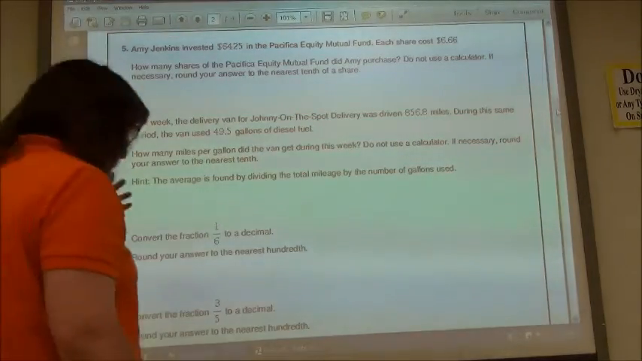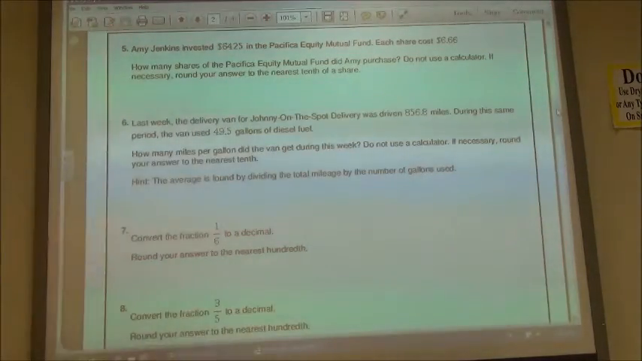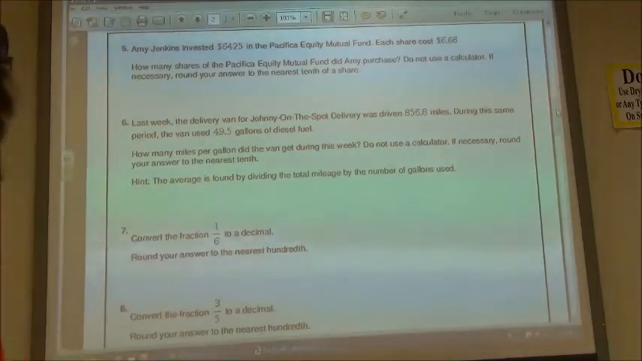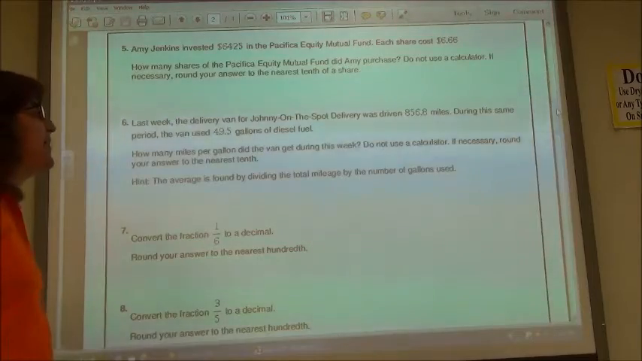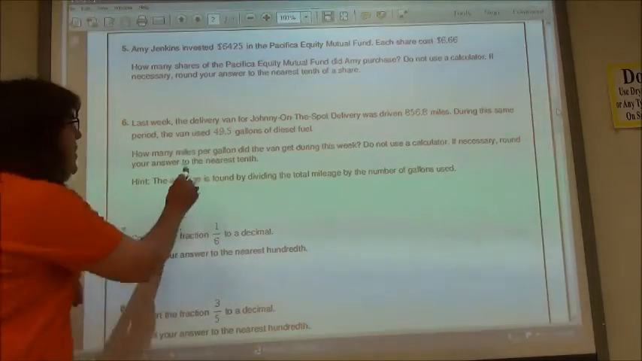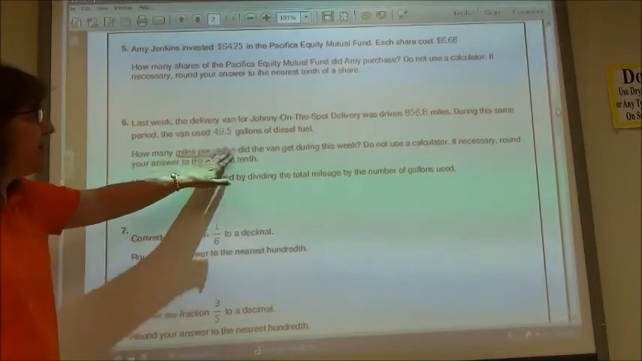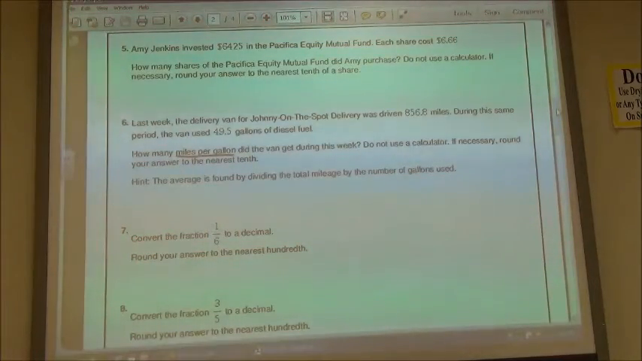Okay, number 6 is where we are. Last week, the delivery van for Johnny on the Spot delivery was driven 856.8 miles. During the same period, the van used 49.5 gallons of diesel fuel. How many miles per gallon did the van get during the week? So again, notice we have that miles per gallon. We're taking the miles divided by the gallon. Do not use a calculator if necessary, round to the nearest tenth.